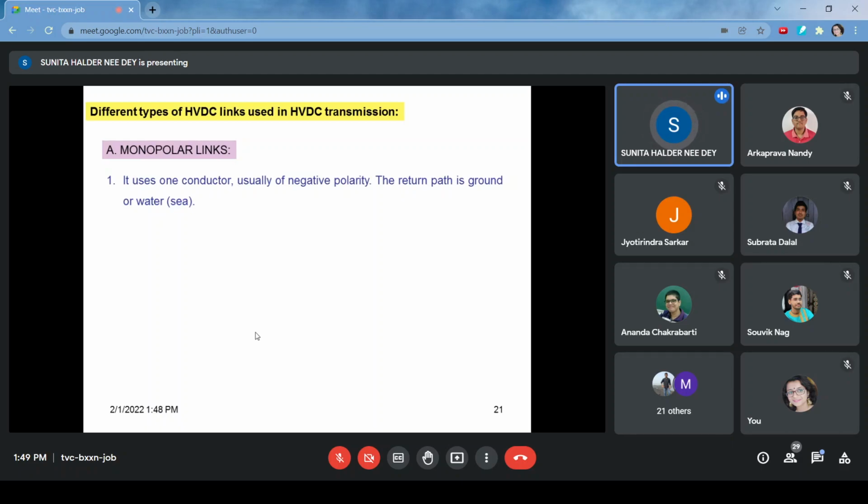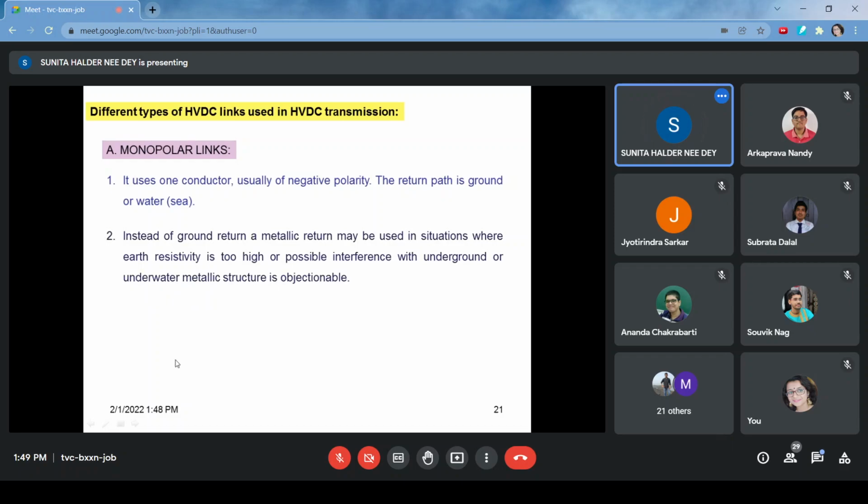So one return path is required, and the return conductor is saved. Conductor cost is saved. We are using the return path of ground or water. But it is only possible if there are no human hazards or any hazards if we use that path. Otherwise, we cannot do it.